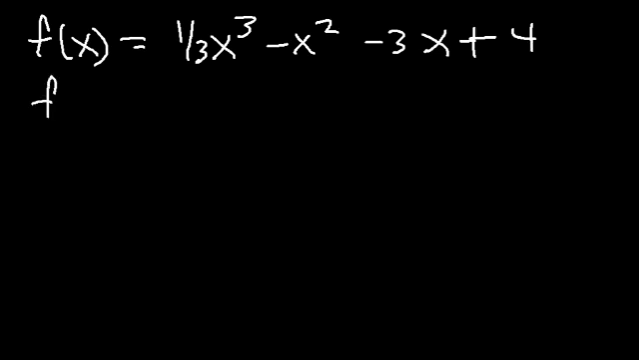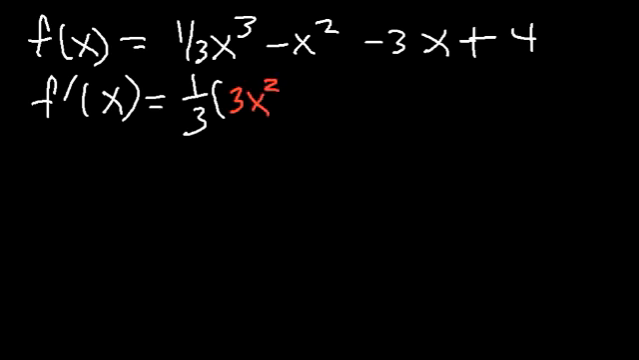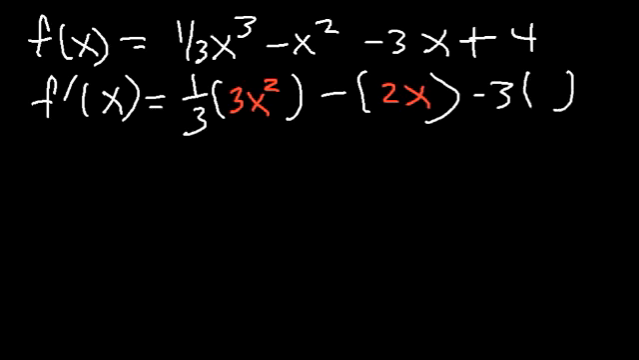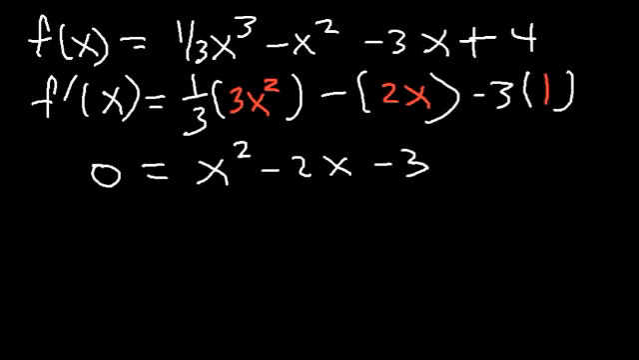So first, find the first derivative and set it equal to 0. The derivative for x cubed is 3x squared. And the derivative of x squared is 2x. And the derivative of x is simply 1. And the derivative of a constant like 4 is 0. So the first derivative is, the 3's cancel, so it's simply x squared minus 2x minus 3. Now let's set it equal to 0, and let's factor this expression. So what two numbers multiply to -3 but add to the middle term -2?